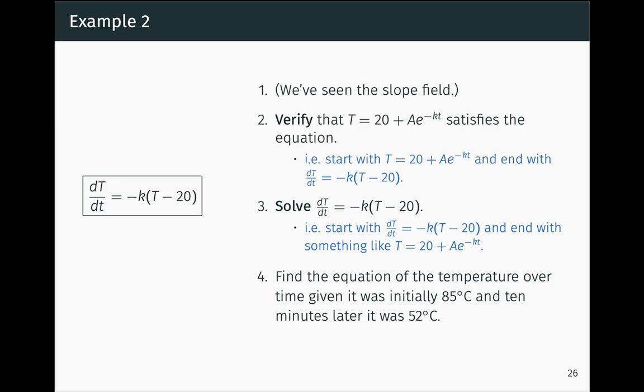And 4, and I won't actually do this, this is just a Year 11 Extension 1 question, not the topic that we're doing today, but just acknowledging that this is an initial value problem with an extra kick, because we have to find the value of k. So find the equation of the temperature over time, given it was initially 85 degrees and 10 minutes later it was 52 degrees.